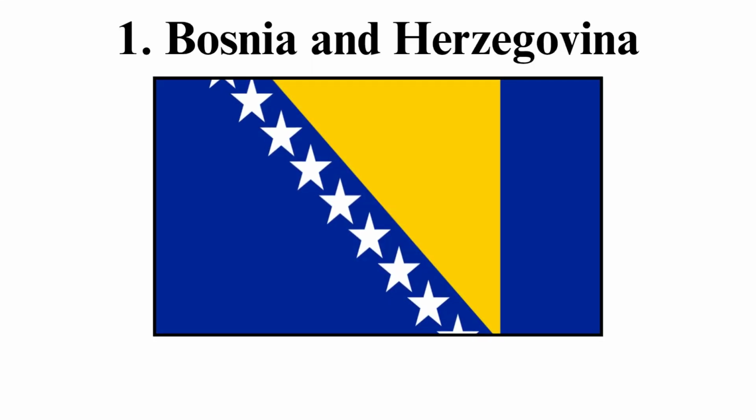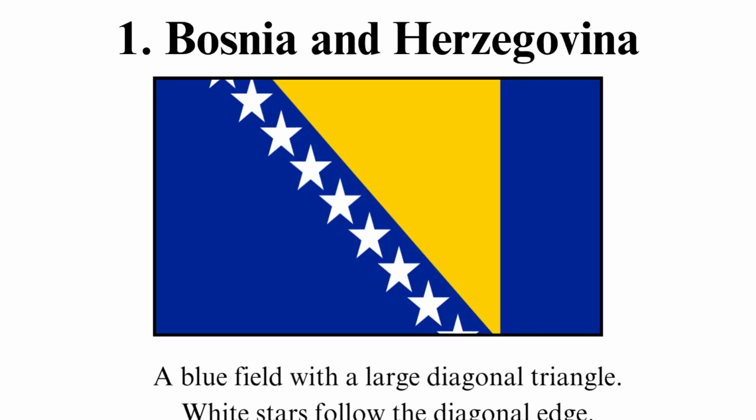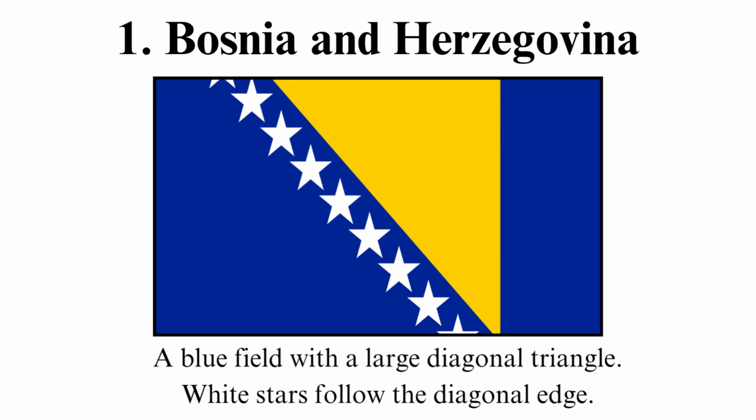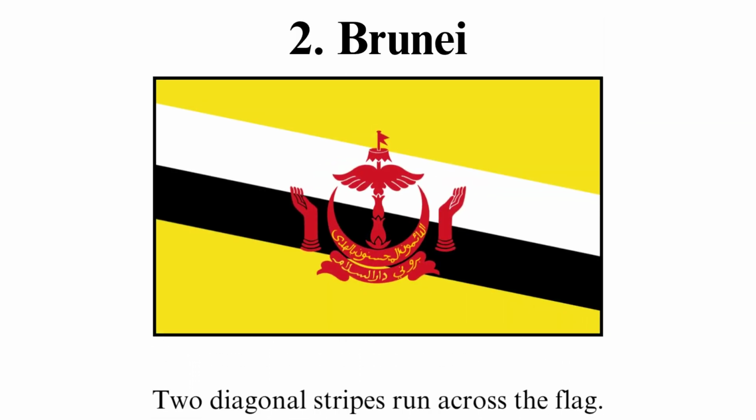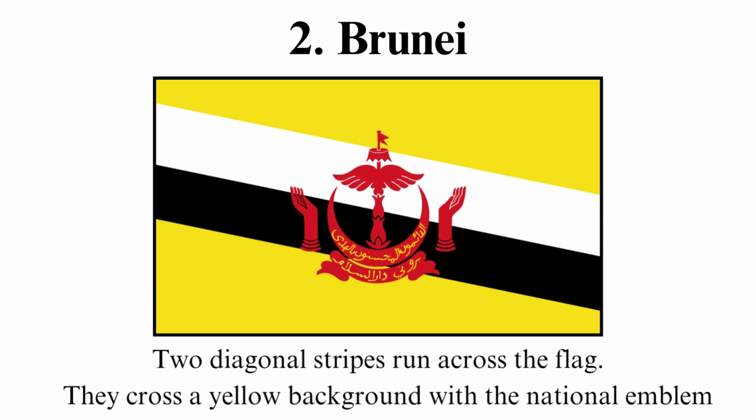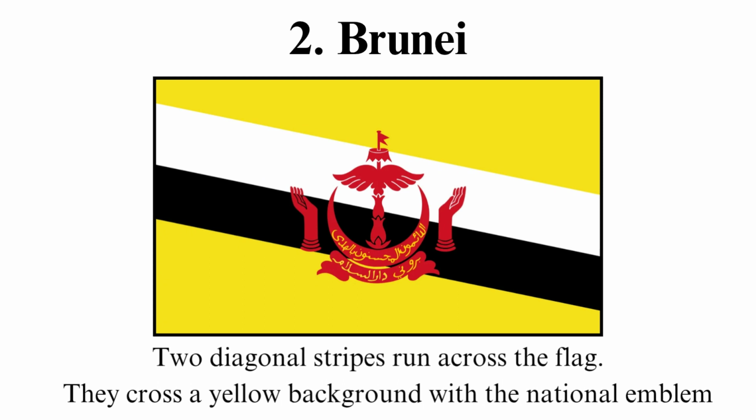1. Bosnia and Herzegovina. A blue field with a large diagonal triangle. White stars follow the diagonal edge. 2. Brunei. 2 diagonal stripes run across the flag. They cross a yellow background with the national emblem.